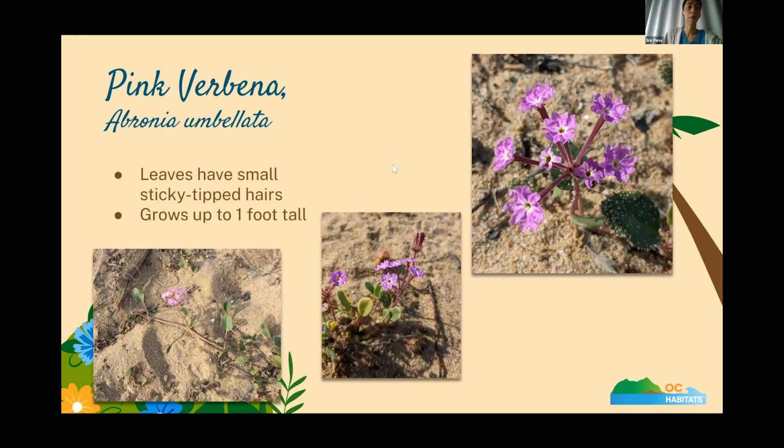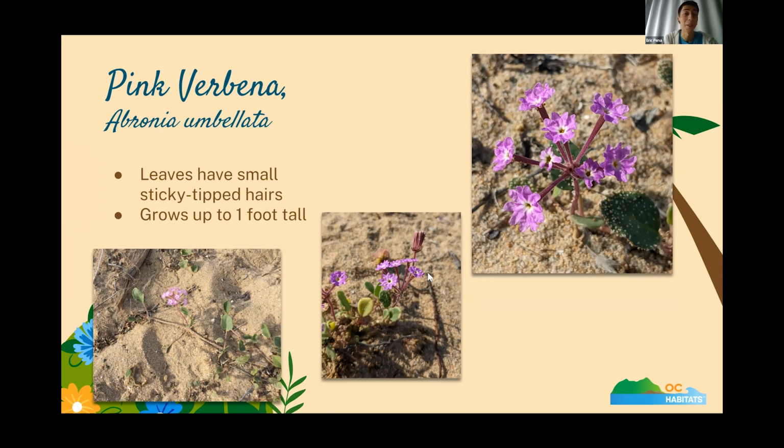Lastly, we have the pink verbena, scientific name Abronia umbellata. They have these leaves with sticky tipped hair, and their leaves actually move along with the sun, and they try to stay vertical to avoid being exposed too much to the sun and prevent being sunburned. They have these pink flowers that are umbrella shaped. I really like how when they're closed, they're like a closed umbrella, and when they open, they're like an open umbrella. I think that's really cute.